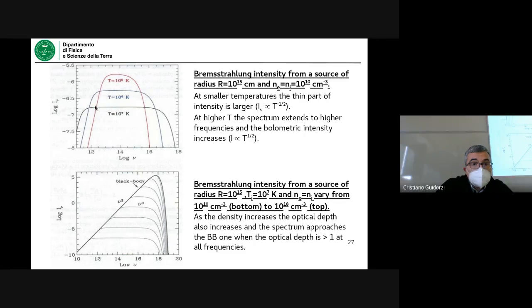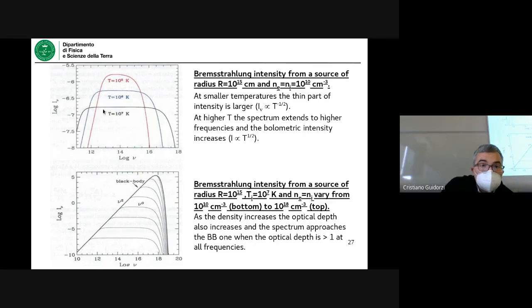And indeed, you see, in all of them, you have a constant function and then the dropout, then the exponential drop. Indeed, what we expect for thermal Bremsstrahlung. But you also see that in the frequency interval in which the function is more or less constant, it means that's the optically thin regime. What you see in terms of intensity I is nothing but j_nu, the spontaneous emission, times R, the size of the source.